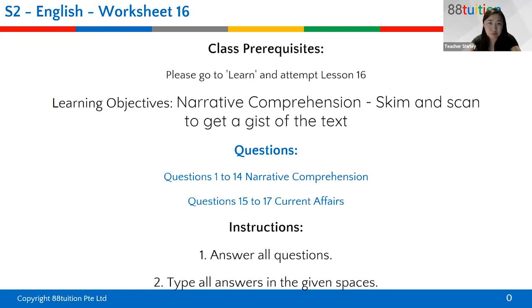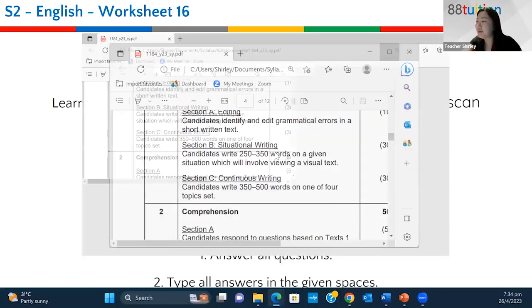Have you seen the syllabus document before? No? Okay, do you know what you'll be tested on for O-level English? Yeah, now Sec 2, so I think you might be familiar with it.